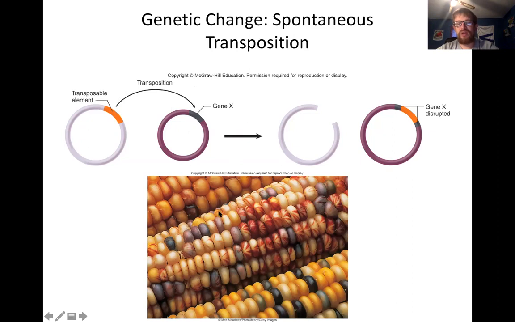So a good example here is corn. And so you can see these really cool kernels, in my opinion, that are kind of multicolored. So a transposable element has actually been inserted in this case and is interrupting pigmentation in these kind of multicolored kernels, all right?